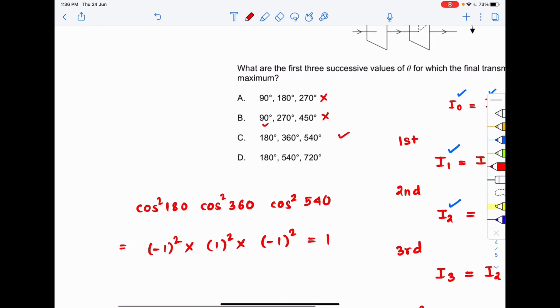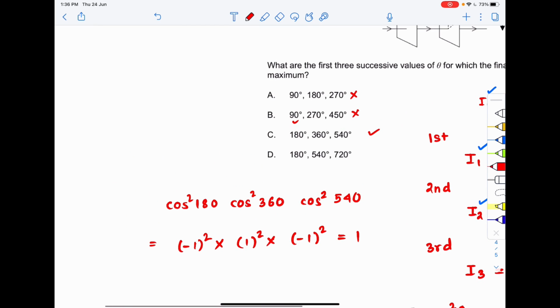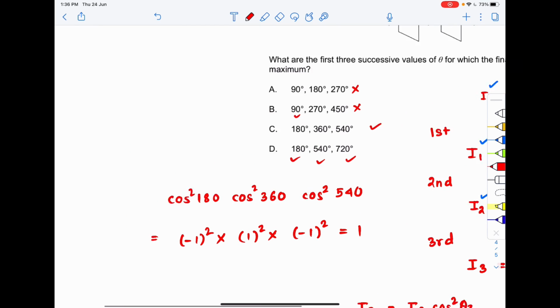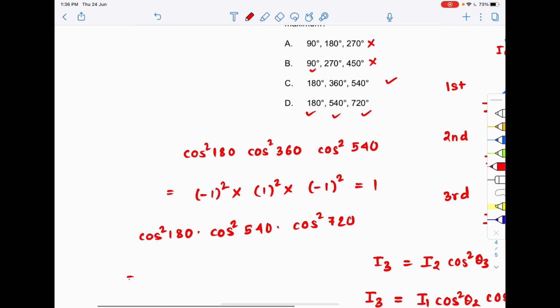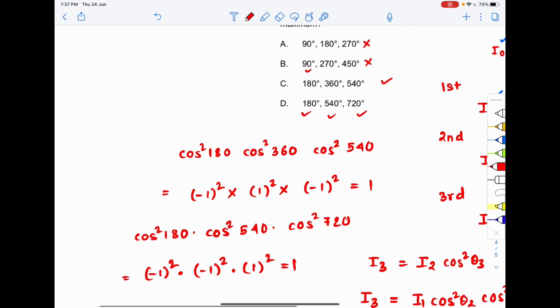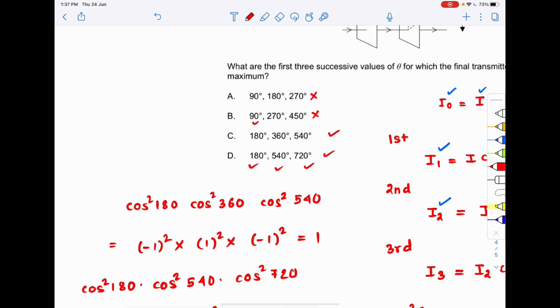Now proceeding on to the fourth option, that is 180, 540 and 720. Over here I can see that cos square 180 into cos square 540 into cos square 720. Cos square 180 is minus 1 whole square. Cos square 540 is also minus 1 whole square. Cos square 720 is 1 whole square. So this value is also 1. So both of these options can be correct.